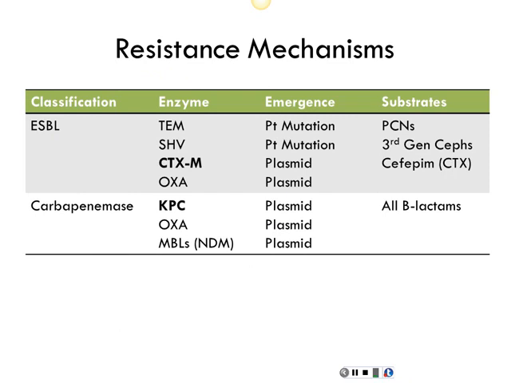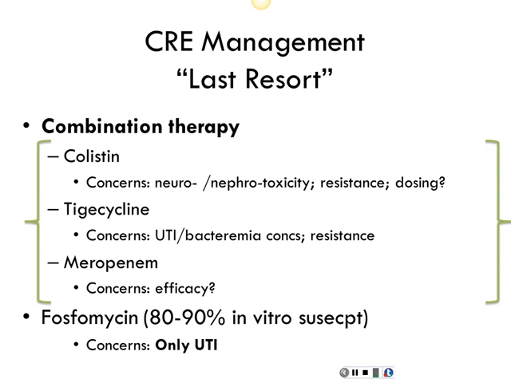So how can we treat CRE? We don't have fantastic options, unfortunately. So colistin is a possibility, but it's got the nephro and neurotoxicity that we talked about, spill resistance, and then how do you dose the drug? We don't really understand how to dose it best for CRE yet. Tigecycline is an option, except concentrations for UTIs and bacteremias aren't very good. It's also static, also has a high rate of resistance. Meropenem, if it's carbapenem resistant, how good is it actually going to be? But there are some patients who do respond to meropenem in combination with colistin and tigecycline.